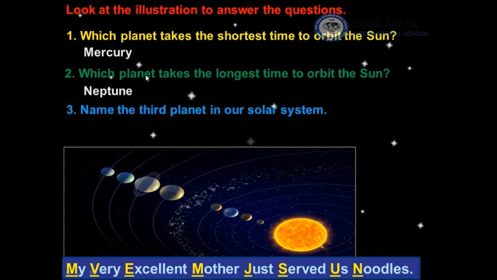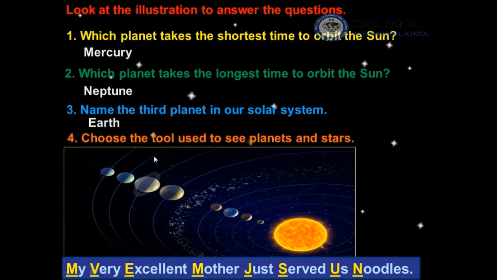Number 3, name the third planet in our solar system. So let's see. 1, 2, 3. Number 3, it is Earth. In case you forgot it, you can just read the sentence. Try to memorize it. M-V-E. E is for Earth. So it is the third planet.